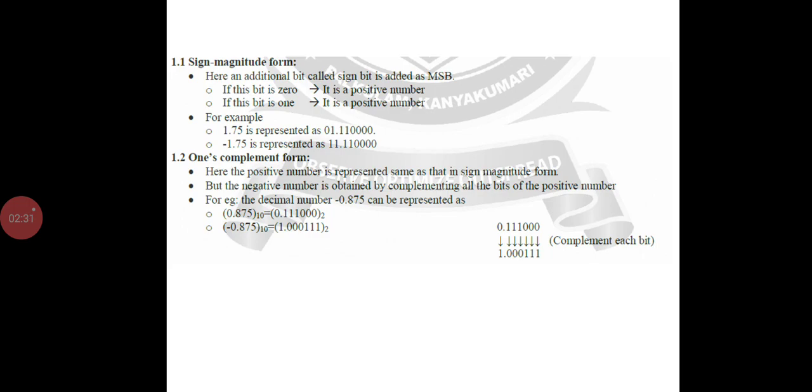And the 1's complement form. Here, the positive number is represented the same as in sign magnitude representation, but the negative number is obtained by complementing all the bits of the positive number. That is the 1's complement representation. Here is one of the examples shown.